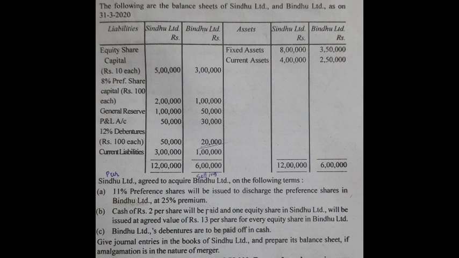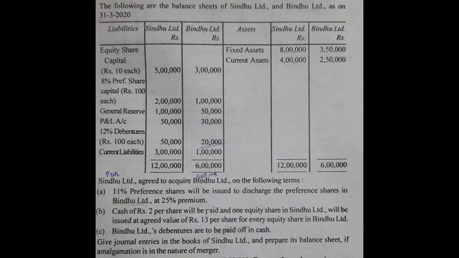And the assets are fixed assets 8 lakh and 3 lakh 50,000. Current assets 4 lakh and 2 lakh 50,000. Sindhu Limited agreed to acquire Bindu Limited on the following terms. 11% preference shares will be issued to discharge the preference shares in Bindu Limited at 25% premium. Cash of rupees 2 per share will be paid and 1 equity share in Sindhu Limited will be issued at agreed value of rupees 13 per share for every equity share in Bindu Limited. Bindu Limited debentures are to be paid off in cash.